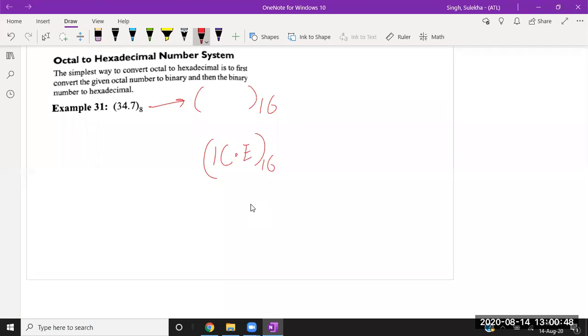And in the next lecture we will deal with negative numbers. We haven't dealt with any negative numbers till now, so in the next lecture we will deal with negative numbers.